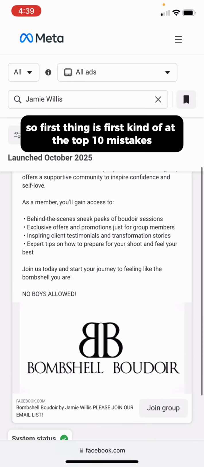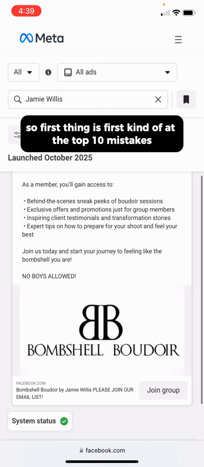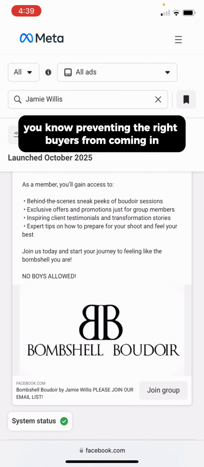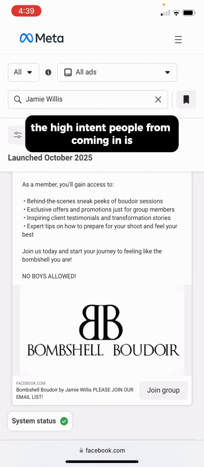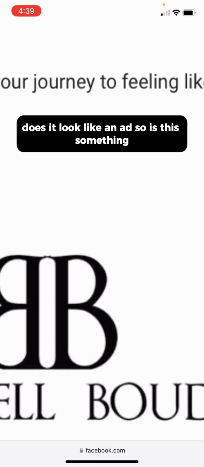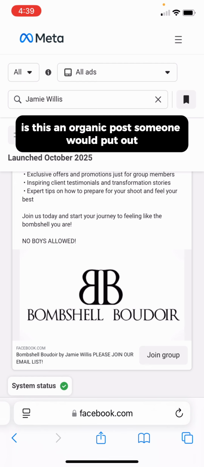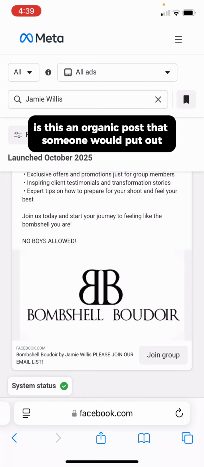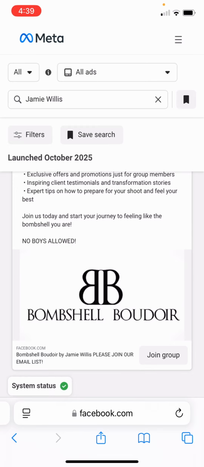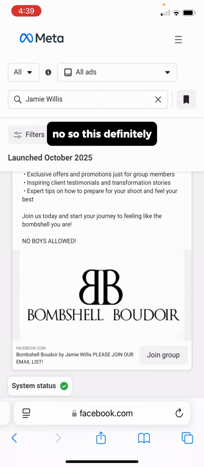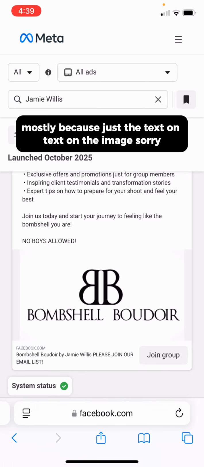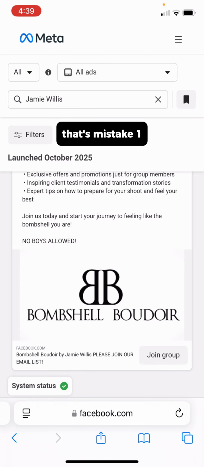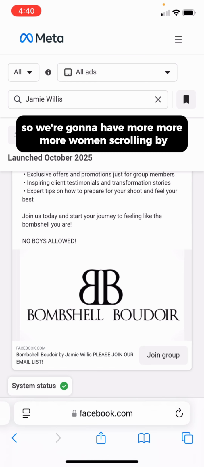So the first of the top 10 mistakes I look at, preventing the right buyers, the high intent people, from coming in, is: does it look like an ad? Is this an organic post someone would put out? Looking at the photo right now, is this just a normal Facebook post, with no other brand's logo on it? No. So this definitely looks like an ad, mostly because of the text on the image. That's mistake one. So we're going to have more women scrolling by.